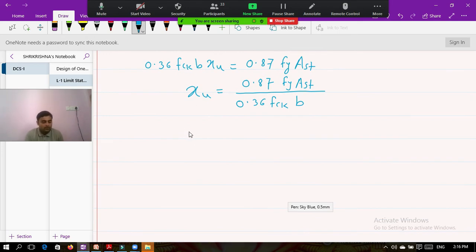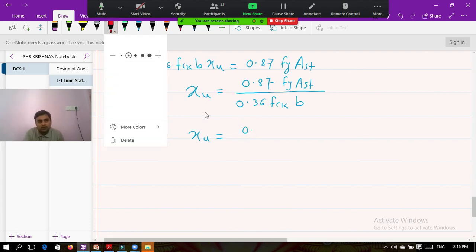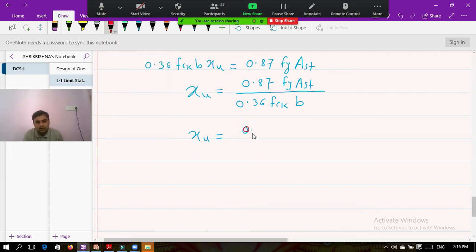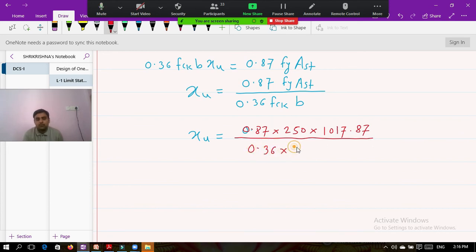Now if we put the values over here, what will we get? Xu is equal to, now if I put the values, what are the values? 0.87 is as it is. 0.87 into fy, fe250 is given, 250, into Ast. What was Ast that we calculated? Ast was 1017.87. We already calculated Ast above, and the whole is divided by 0.36 into fck, which is 20, into b, which is 250, the width of the section.